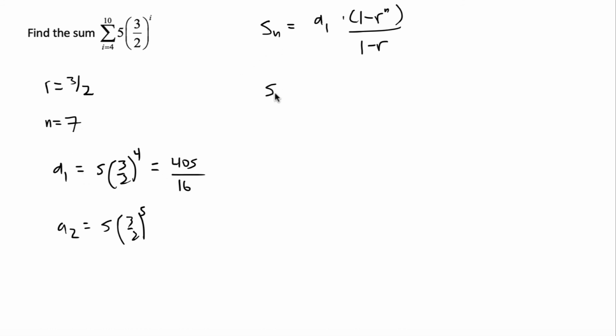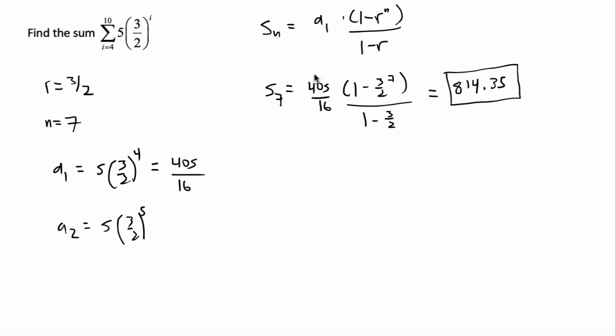So the sum of the first 7 terms here is going to be 405/16 times (1 minus (3/2) to the 7th power) all over 1 minus 3/2. When you do this in your calculators, of course, you want to be very careful. You should get the final answer of 814.35 if you round to 2 decimal places. So when you add all 7 terms of this geometric series together, the sum is approximately 814.35.